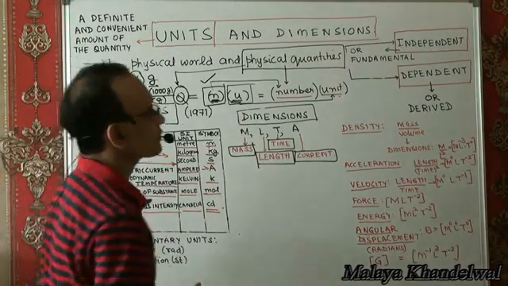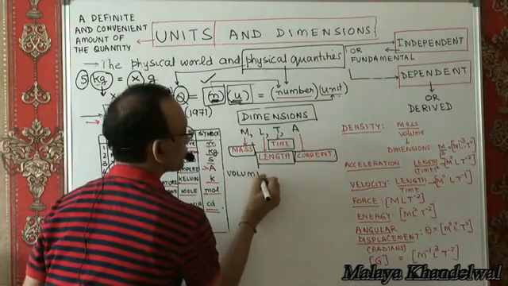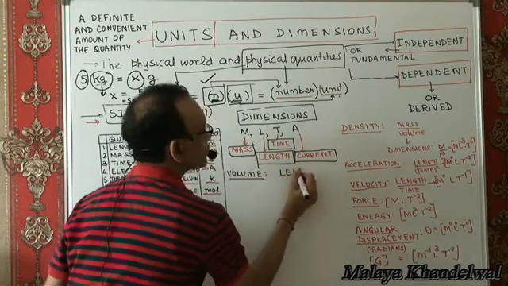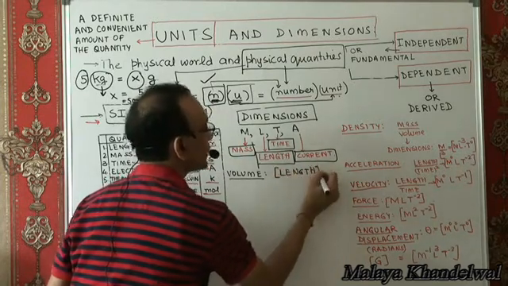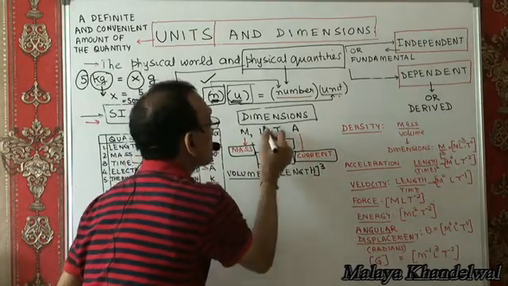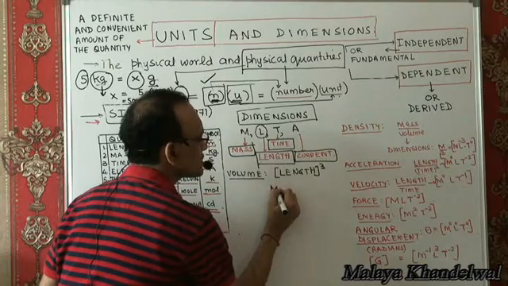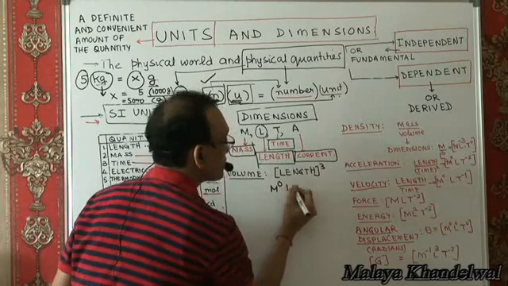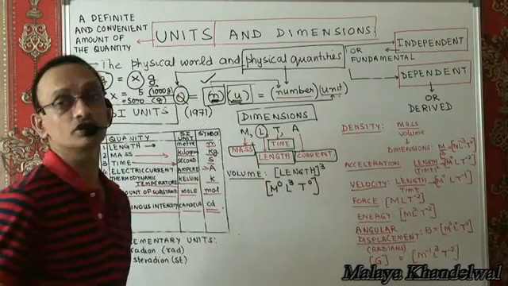For example, if I look at volume, volume, realize, is length cubed. It's the cube of a length, right? And length is represented by the symbol L, dimension L. So this quantity, length cubed, is like mass to the power 0, there is no mass involved, length to the power 3, and time to the power 0. These then are the dimensions of volume, right?